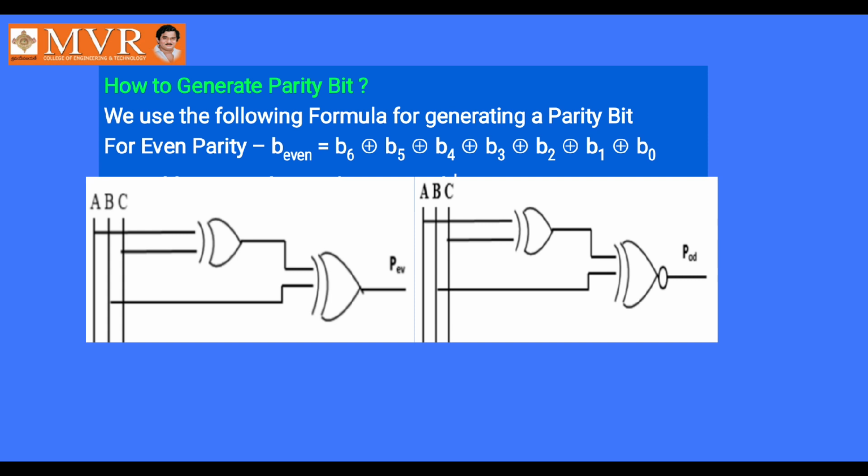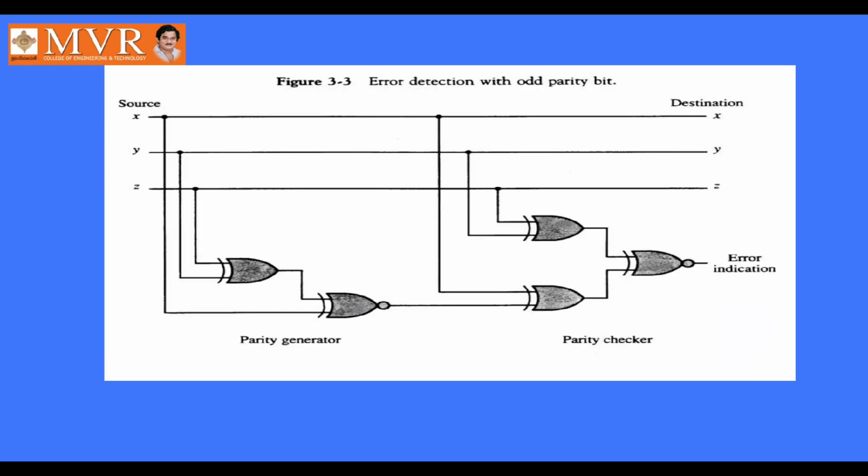In the same way, here also in the parity generator, one XOR gate is given 2 inputs, Y and Z, and whatever output we generated, that output is one input and X is the second input. We gave that to the XNOR gate. Up to that point, we have generated an odd parity. So after generating the odd parity, as I told you, the data will be transmitted to the destination with this odd parity.